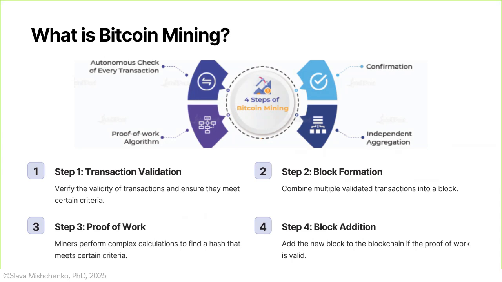The third component is what we call independent aggregation. Once a miner successfully solves the puzzle, they get to aggregate or bundle multiple validated transactions into a single block. This is really crucial for the system's efficiency. And finally, we have the confirmation step. This is where the network reaches consensus on the validity of the new block. Only after this confirmation does the block become a permanent part of the blockchain.